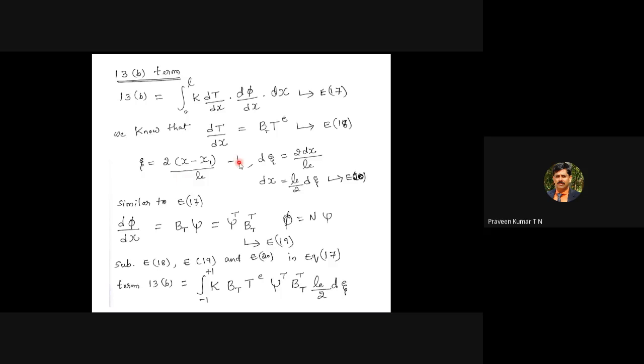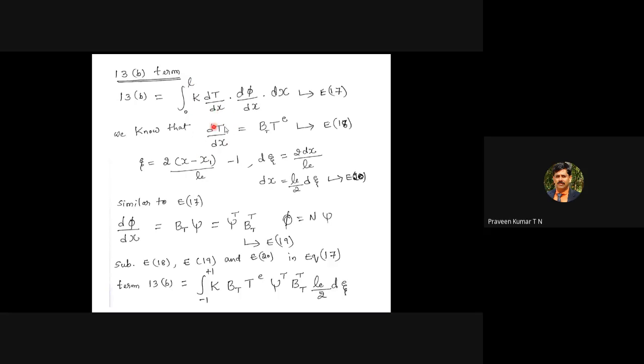Once you remember this equation, depending upon our requirement, we can get the value of dξ or the value of dx. But in this case, this is the global coordinate, so you have to express dx in terms of the natural coordinate. Once you differentiate this equation, you get dx equal to Le by 2 into dξ. So dx can be replaced by Le by 2 into dξ. The limits become -1 to +1. K remains constant. dT by dx, we are familiar.